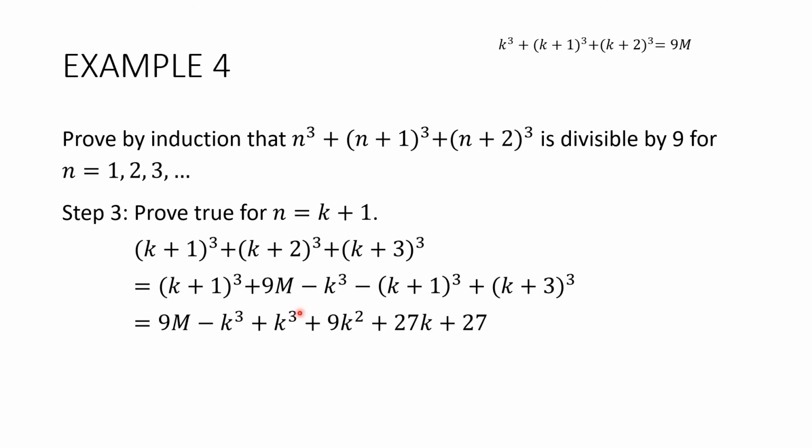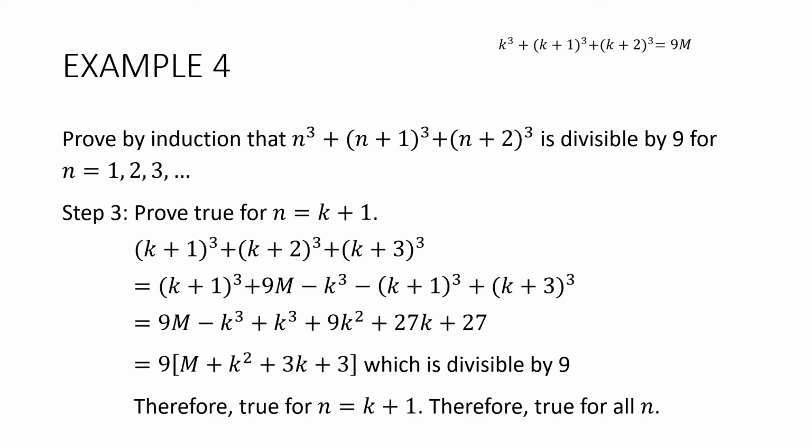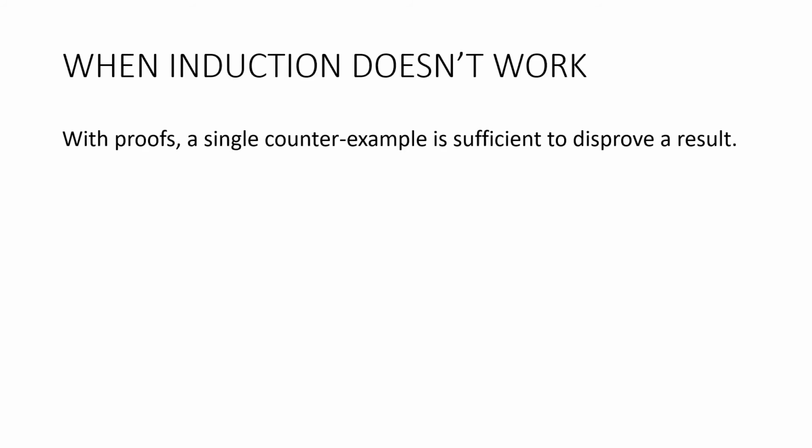So I've got 9m, take k cubed, these two cancel, and then expanding this I get k cubed plus 9k squared plus 27k plus 27. Okay, we can cancel these two out, and I can factorize out a 9, which shows that it is divisible by 9, and so we've proven it true for n equals k plus 1, therefore it's true for all n.